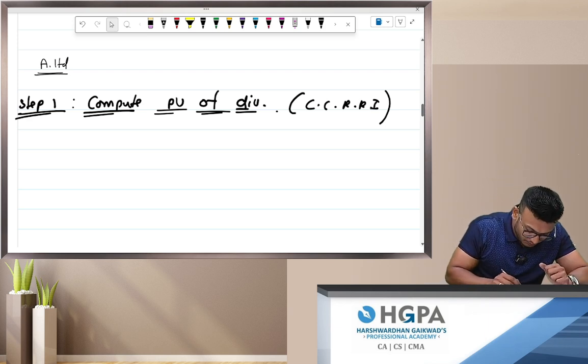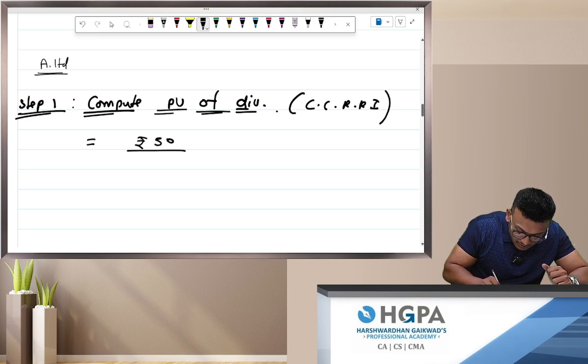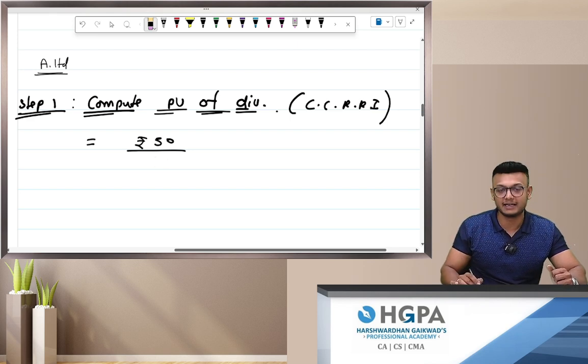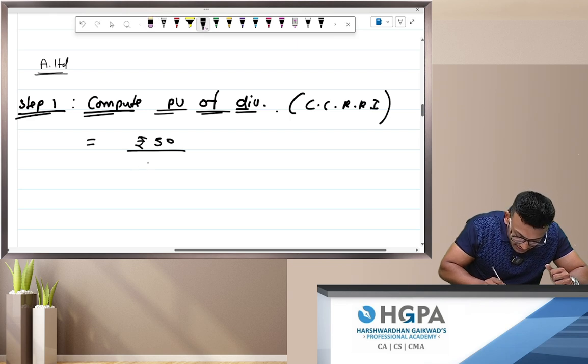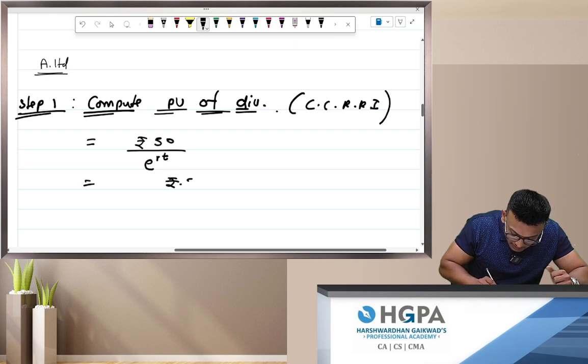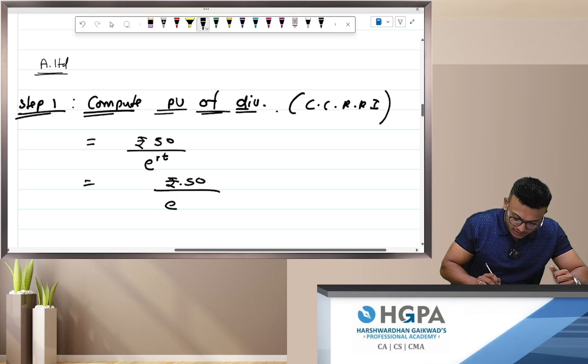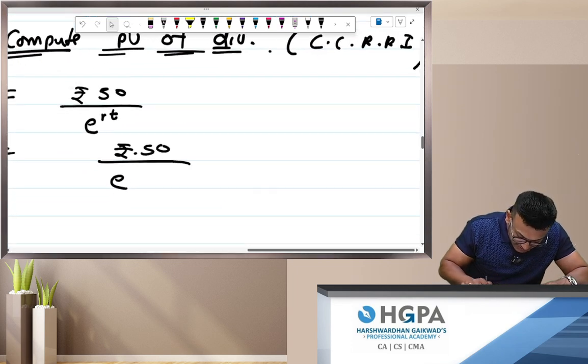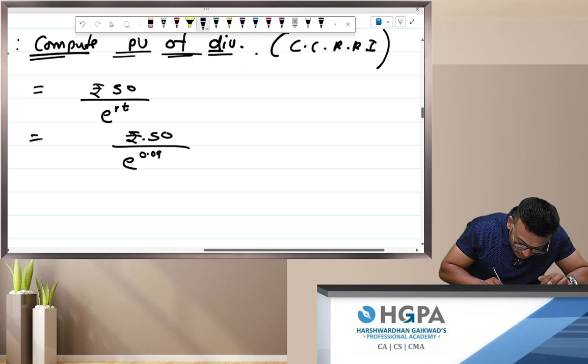So how much is the money? This 50 rupees, right? I can do this by 1 plus R also. All these questions can be done by 1 plus R, but it is always the continuous compounded interest. So we use E raised to RT. E you already know. R is how much? The risk-free rate of interest is 9% and 2 months. So I'll write 0.09 into 2 upon 12.